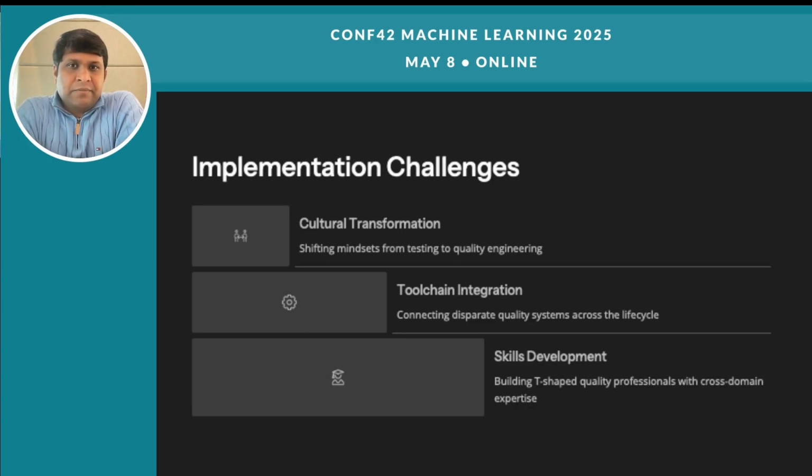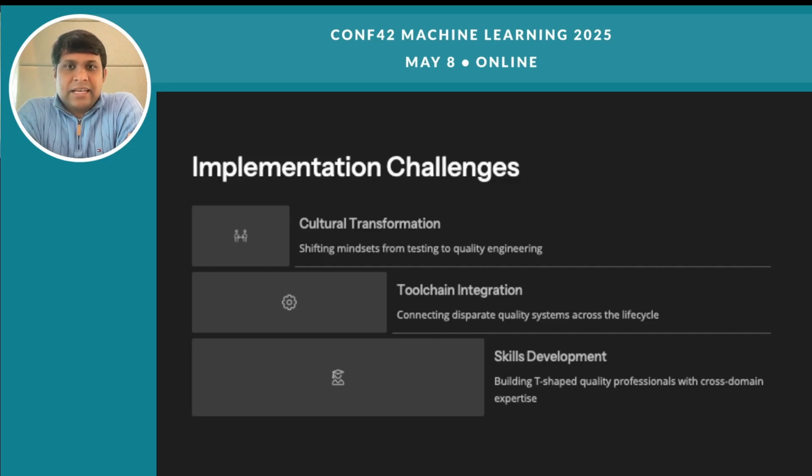Let's talk first about the implementation challenge, where you have a cultural transformation, right? This is obviously shifting the mindset from testing to quality engineering, right? Where the testing used to be a separate domain, to where quality is owned by each person in the team. From product to program to development to the SREs or DevOps person, whoever it is, everybody has their quality engineering hat on their head.